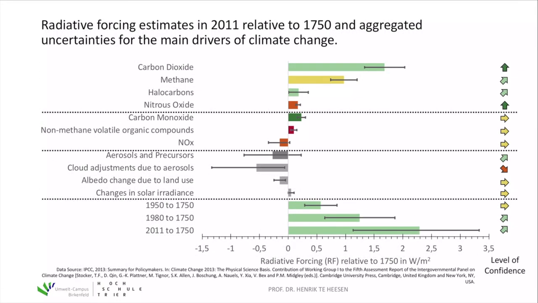The IPCC report of 2013 summarizes the effects on radiative forcing by different compounds. What you can see in this diagram are the contributions to the radiative forcing by different compounds relative to the condition before the Industrial Revolution in 1750, given in watts per square meter. So positive values mean that we have a positive radiative forcing, we have an increased radiation, a positive feedback that gives us an increase of temperature. On the other hand, if the radiative forcing is negative, that has a negative feedback and reduces the temperature in the atmosphere. On the right-hand side, the arrows represent the level of confidence.